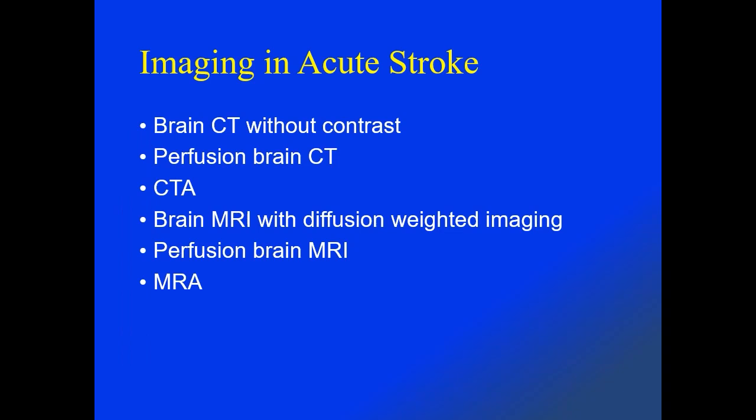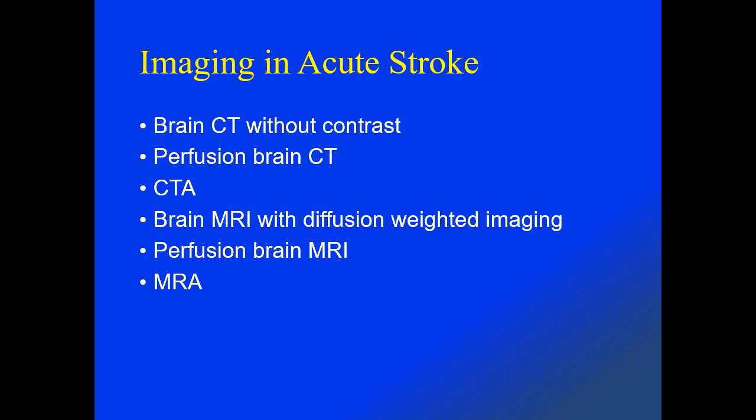Imaging in acute stroke. We have multiple different types of studies that can be used to assess a patient with acute stroke, which starts with brain CT without contrast, perfusion brain CT, CT angiogram, brain MRI with diffusion weighted imaging, perfusion brain MRI, and MRA.